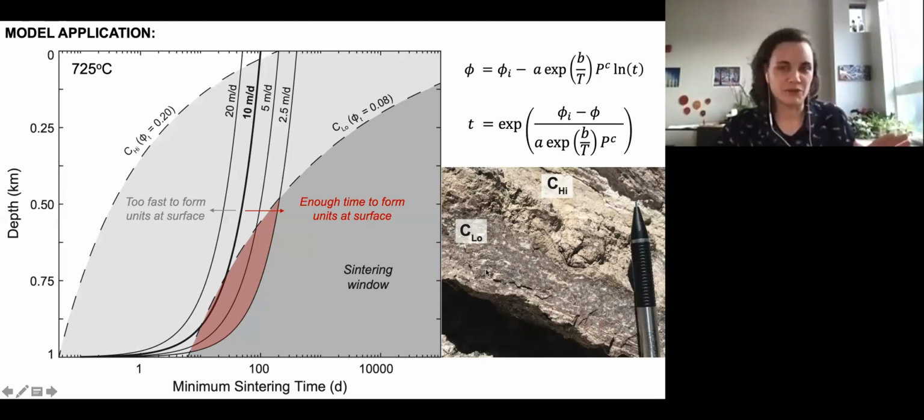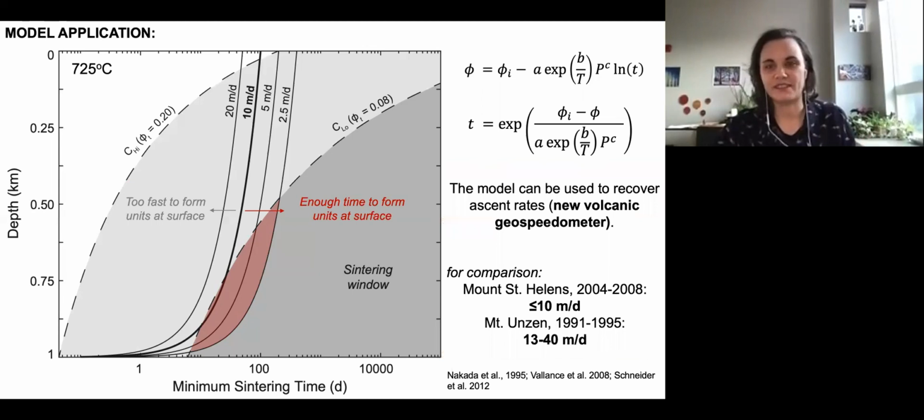To show you that that estimate of 10 meters per day isn't unreasonable for a dome building system, for comparison, the Mount St. Helens eruption was characterized by linear ascent rates of less than or equal to 10 meters per day. And the Mount Unzen eruption, the one with that fantastic video from earlier in the talk, had an observed linear ascent rate that was a little bit faster, between 13 and 40 meters per day.